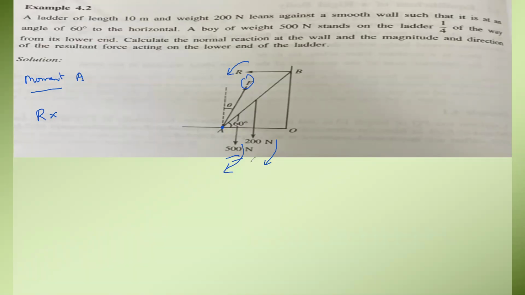200 Newton and 500 Newton are causing a clockwise turning effect, and R is causing an anti-clockwise turning effect. Now, we have the force R, but we need this perpendicular distance. So how to know the perpendicular distance, or a 90-degree distance?